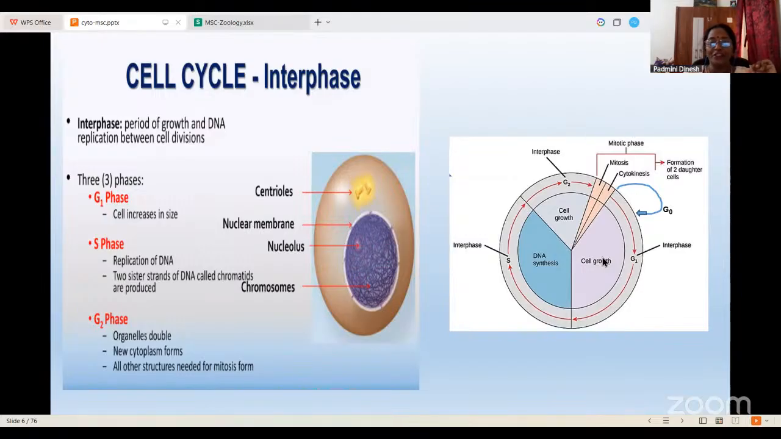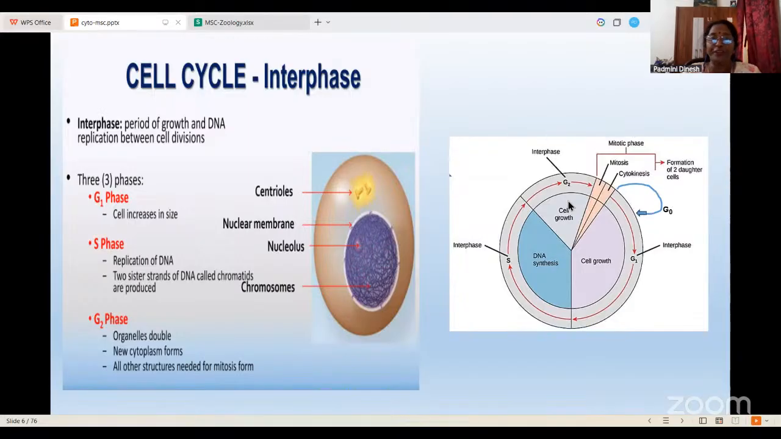Then it goes into the next phase called the S phase. The S phase is the DNA synthesis phase, where the DNA has to duplicate itself. You have chromosomes, and a single chromosome is a chromatid. When they duplicate, DNA synthesis occurs. So all the 46 chromosomes that are present get duplicated. Duplication means doubling itself, so 46 plus 46 becomes 92. That is the DNA synthesis phase.